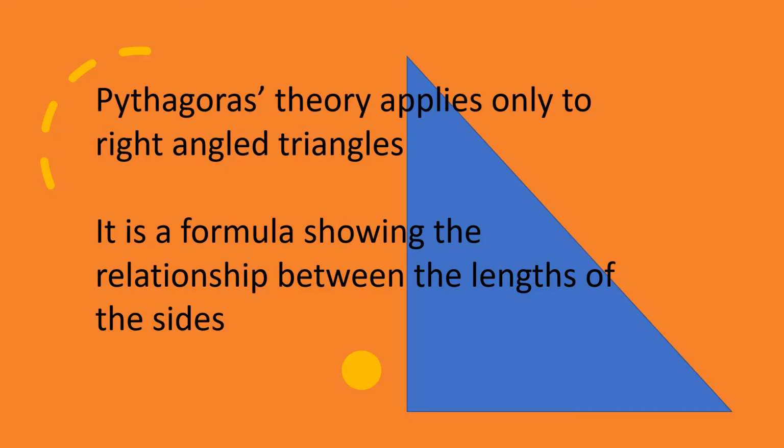So Pythagoras' theorem only applies to a right-angled triangle. It's really important to remember that. It's only going to work on right-angled triangles. And what it is, it's just a formula that shows the relationship between the lengths of those sides. If you watched my first video, you'll remember that in any triangles that have all the same angles, the sides are in proportion. So that means that we can work out certain things from that.